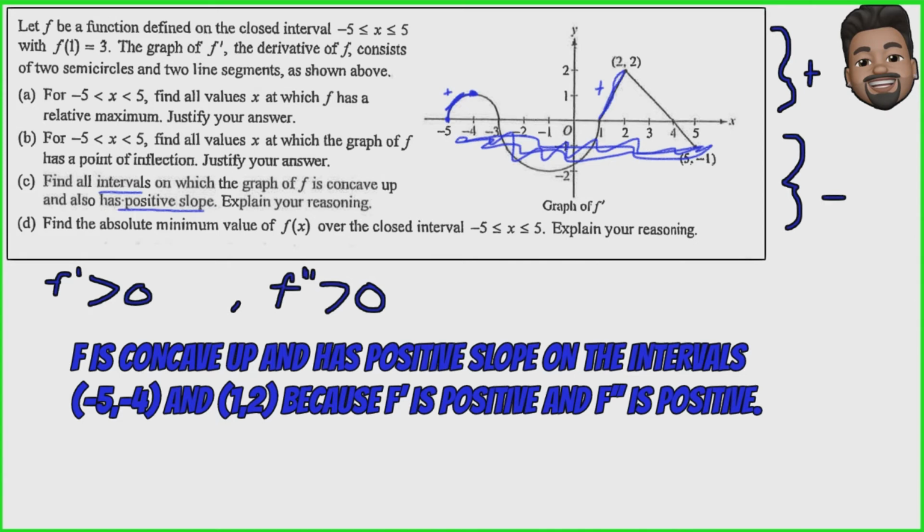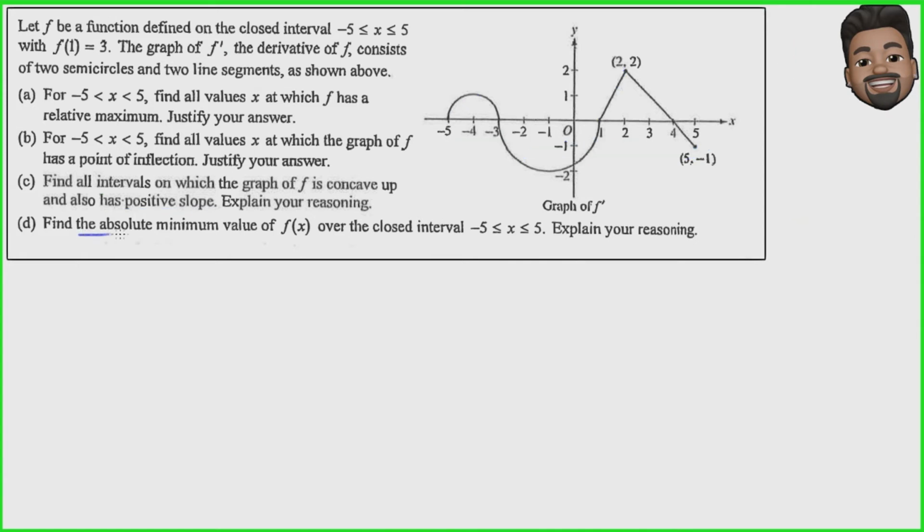Let us go ahead and move on to part D, y'all. Part D, find the absolute minimum value of f of x on the closed interval. Now I'm going to write it over here in this corner. That means we need to find the smallest y value on this function. So -5 and 5. We need to check our endpoints. And when we check our endpoints, we need to know what the y value is of the original function. And we're given f prime.